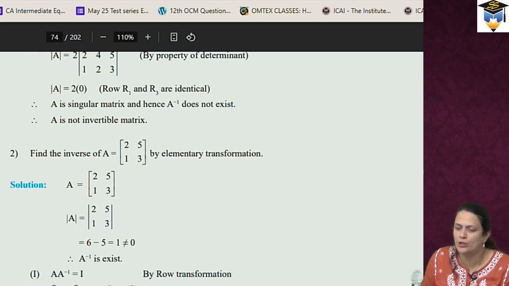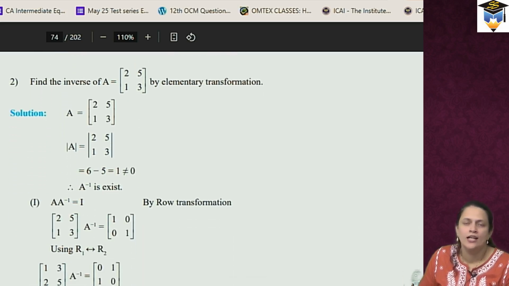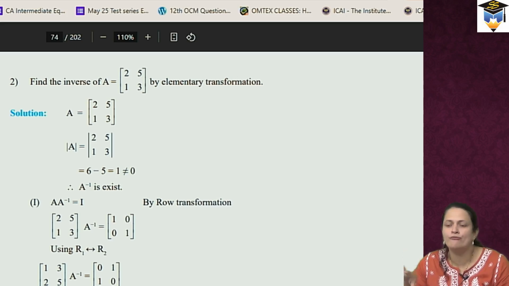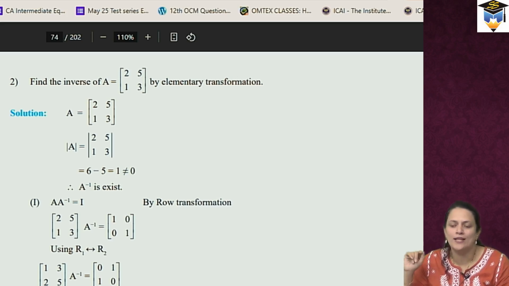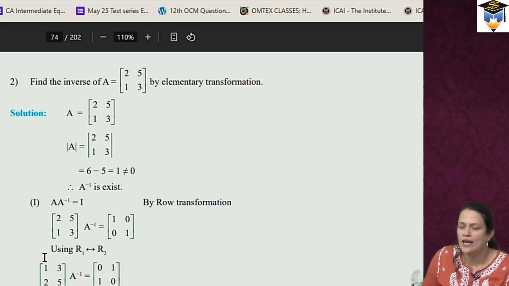Good. Now see question number 2, in which they have told us you have to find out inverse of matrix A by elementary transformations. Okay, so first step is what? First step is going to be, you have to find out the value of the determinant, and the value of the determinant is not equal to 0, which means that A inverse exists. Okay, so now here you can see what is A inverse? A inverse is nothing but opposite of A.